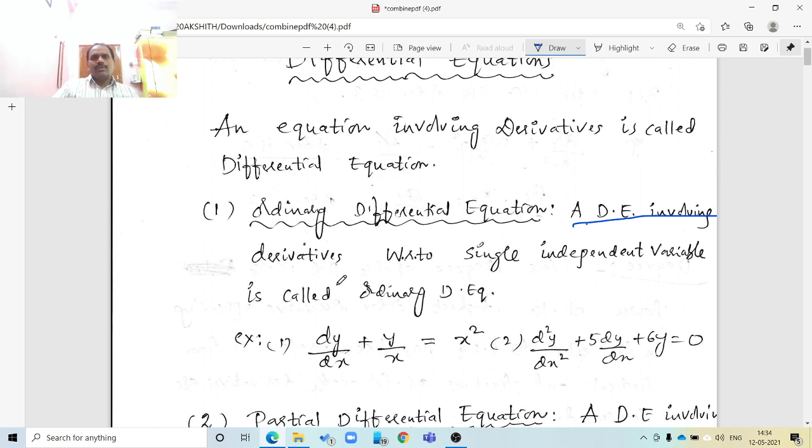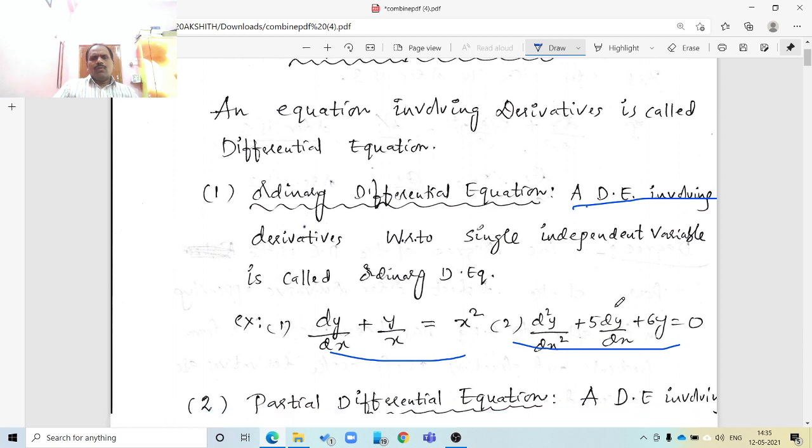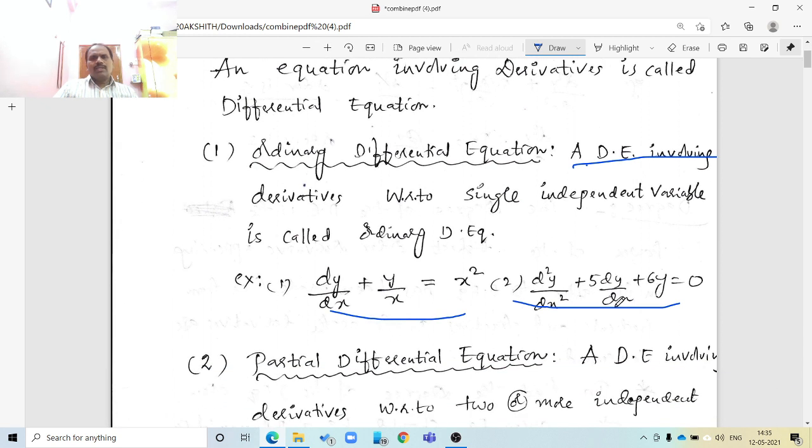ordinary derivatives. Ordinary derivatives means we are differentiating with respect to a single independent variable, and such an equation is called an ordinary differential equation. These are the examples: dy/dx + y/x = x², and another example is d²y/dx² + 5 dy/dx + 6y = 0. So an ordinary differential equation means an equation involving ordinary derivatives.